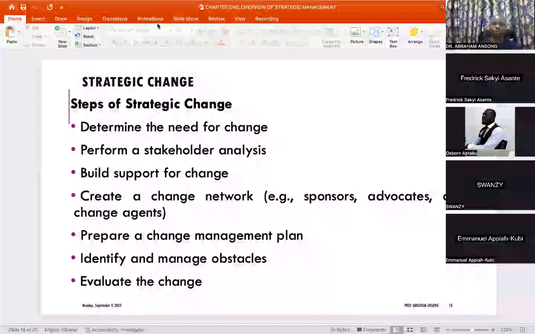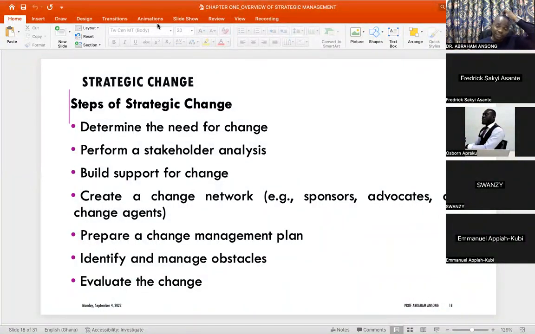So we have sponsors of change, normally those who will propose the change. We have advocates, those who will support the change. Advocate, you know the word, right? Who will speak for the change. And we have the change agents, those who actually make sure that the change comes to pass. All right. So you need to create a change network.